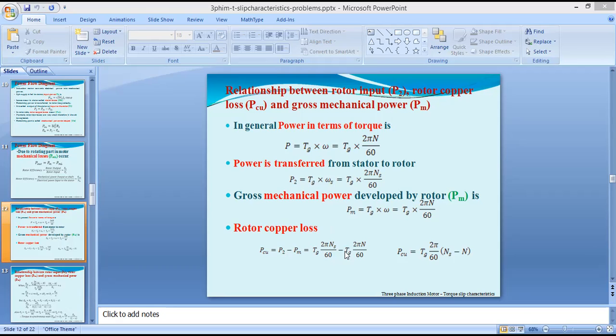We have the equation for both in the form of torque and in the form of speed, so we can write this and we will get copper power. These equations will be needed to solve numericals. Torque into 2 pi upon 60, and you can take Ns minus N, because both have 2 pi and 60 as common terms. So we take this common and write it in bracket, Ns minus N.